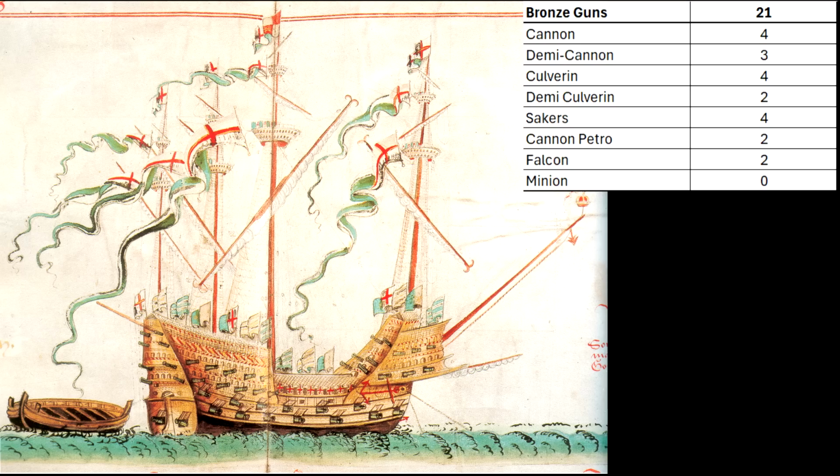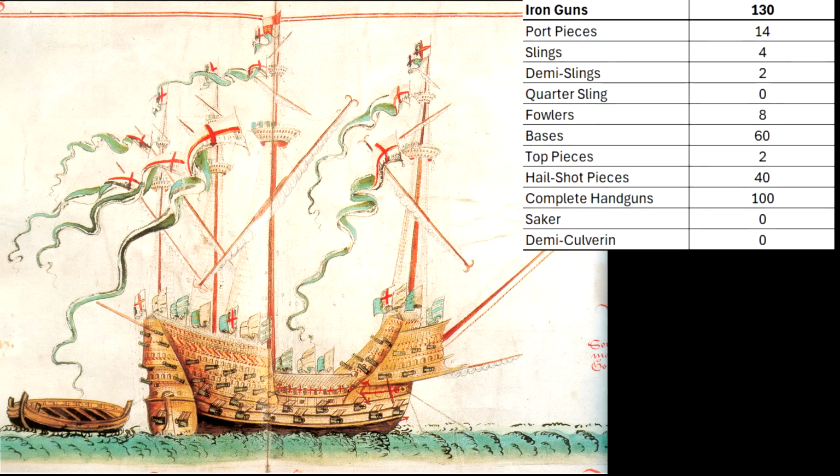And where you have odd numbers, like the demi-cannon, that's almost certainly signifying that at least one of those guns is a centrally mounted bow chaser. And then we move on to guns of iron, and you'll notice there's 130 of these listed. I didn't include handguns because although they're listed under iron guns, the handguns are essentially small arms. And that technically, by Tudor methods, makes this ship a 151 gunner, although, as you'll see, most of them are fairly small.